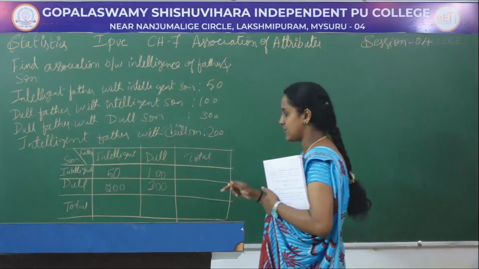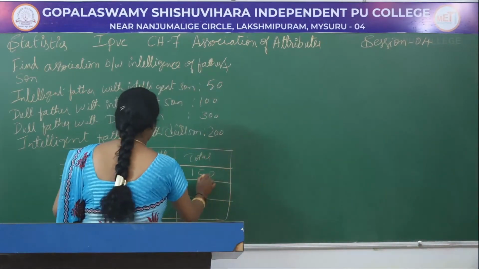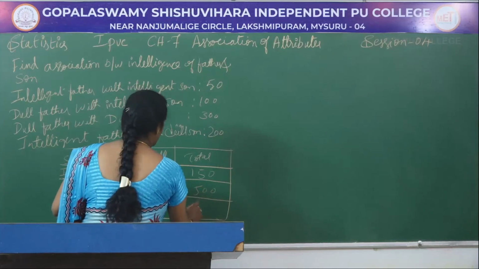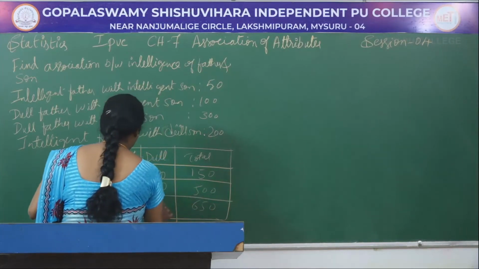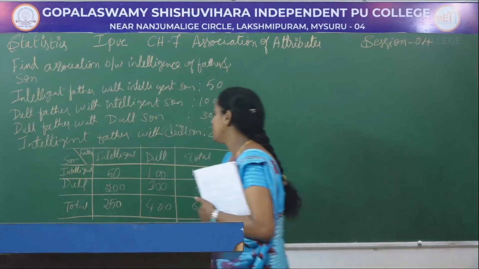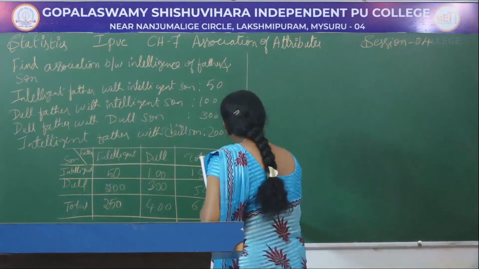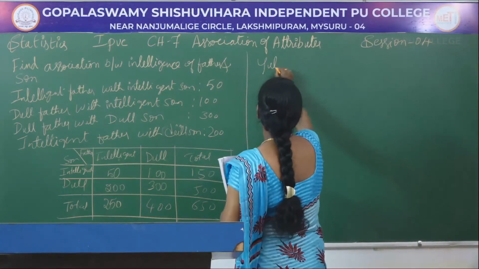Now complete this table with this, take the totals. It is 150, 500, total 650. Here this is 400, 250. So that we have completed the table. Next we will go for the Yule's coefficient.